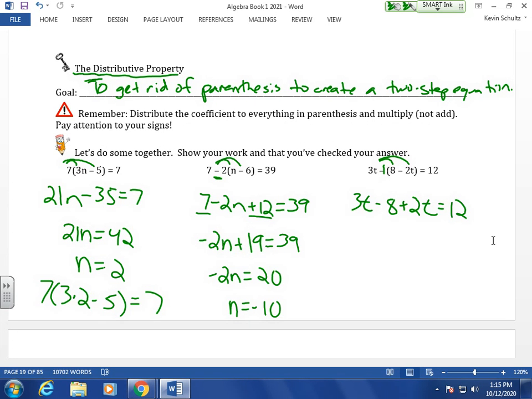Are we ready to solve this, or is there stuff we can do? We can combine like terms. What terms can we combine? 2t and 3t. 5t minus 8 equals 12. And here we have our two-step equation. Start by adding 8 to both sides. 5t equals 20. Divide by 5. Ooh, that's a weird t. T equals 4. That's an interesting thing. It is. Okay.